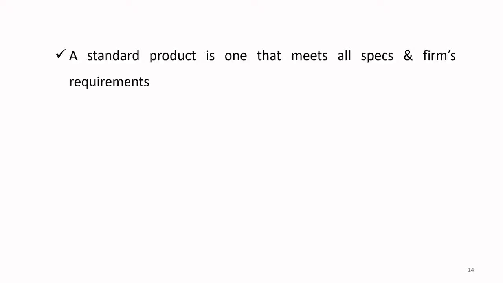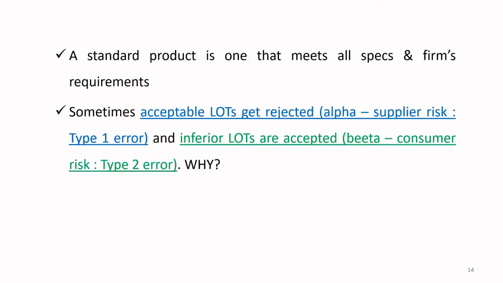So with that done, a standard product is one that meets all specifications and the firm's requirements: measurement, fit, quantity, quality, color, everything. Now sometimes acceptable lots get rejected and sometimes inferior lots are accepted. It may happen that, using this statistical table based on scientific principles and common sense, on which the AQL table has been made, sometimes something which should be rejected gets accepted, and sometimes something which should be accepted gets rejected.